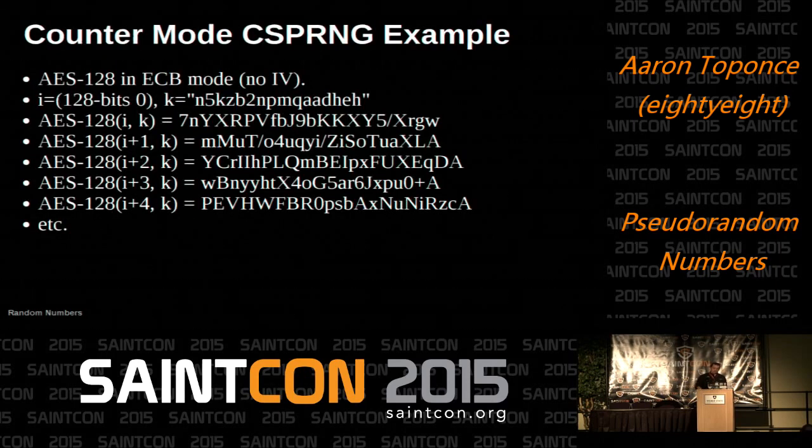So I'm going to create 128 bits of zeros. There's my key right there. And then we go ahead and just encrypt it. I encrypt 0 with AES-128 with that key, and there's the result in base64. Then I increment my counter. It's now 1. Encrypt it. There's the result. Increment the counter. Encrypt, and so forth. This is perfectly valid as a cryptographically secure pseudorandom number generator.